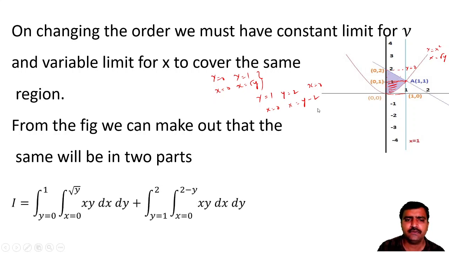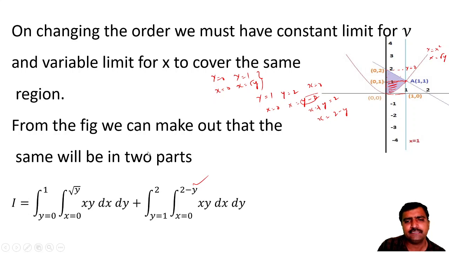So if you choose the limits, it is like this. Y is equal to 0 to y is equal to 1, and what I have written here is x is equal to 0 to root of y, the function xy same, xy dx dy. Again y varies from 1 to 2, and x varies from 0 to 2 minus y. Sorry, I wrote y minus 2. Why? Because x plus y is equal to 2, and writing it in terms of x gives x is equal to 2 minus y. So the limit of x is 0 to 2 minus y.